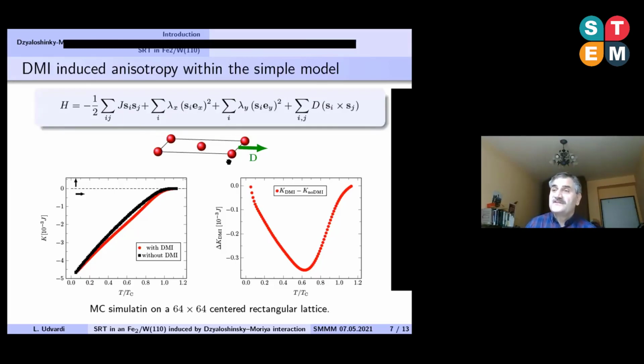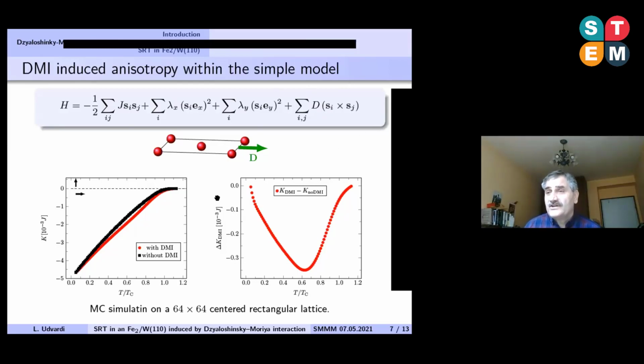We have just a Dzyaloshinskii-Moriya interaction between the nearest neighbors. We have a nearest neighbor exchange, and we have some biaxial anisotropy denoted by lambda_x and lambda_y. Okay, and we calculated the free energy difference between the in-plane and normal to plane orientations using the biasing potential method. And the black curve belongs to the anisotropy energy, neglecting the effect of the Dzyaloshinskii-Moriya interaction, so without this last term.